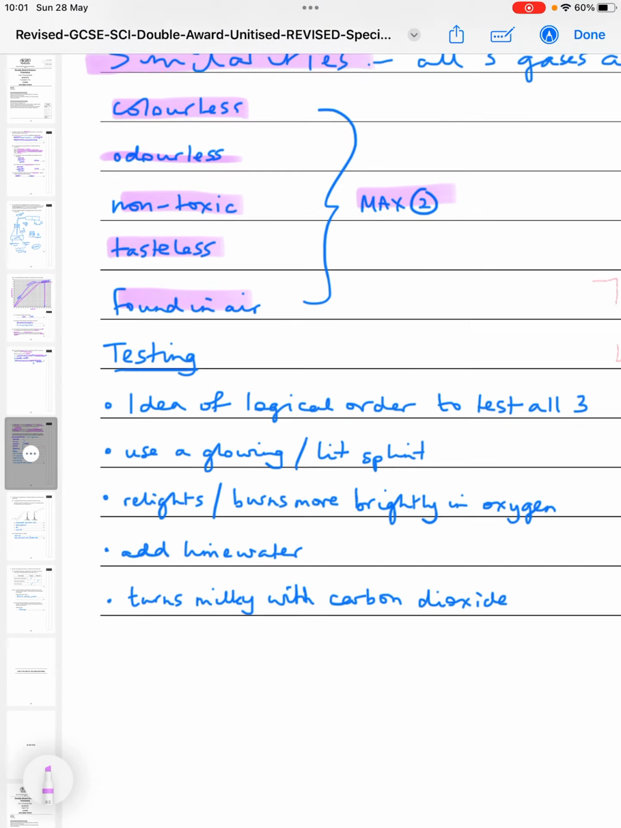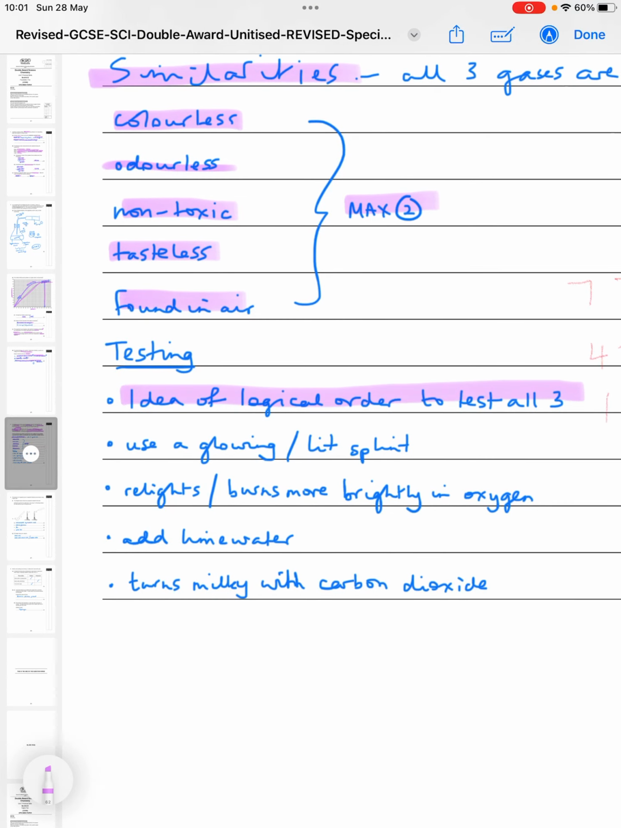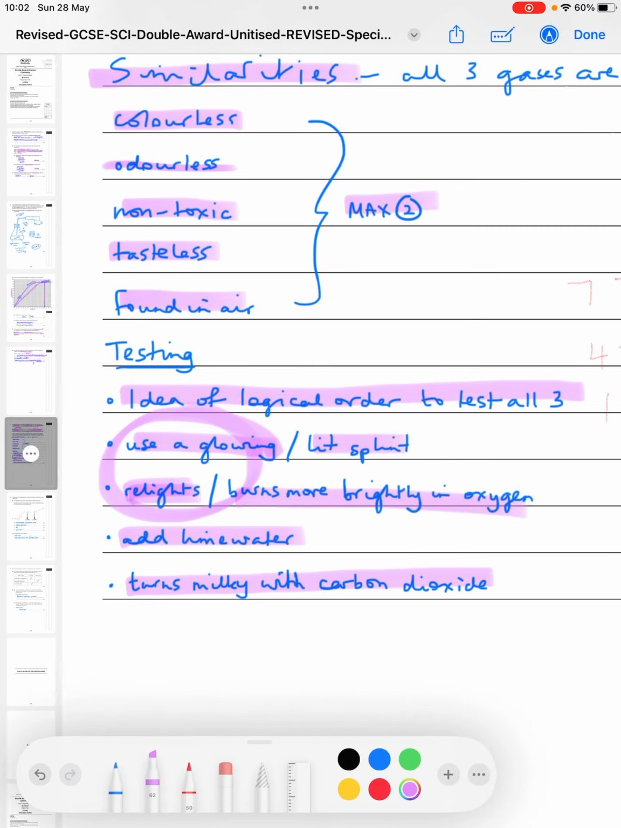So then for the testing, the idea of a logical order to test all 3, then using a glowing or a lit splint. I would say for oxygen always use a glowing splint, and the result for that is that it relights a glowing splint, or it burns more brightly if you've used a lit splint. But I would always say use a glowing splint and it relights. And then adding lime water, and that it turns milky with carbon dioxide.